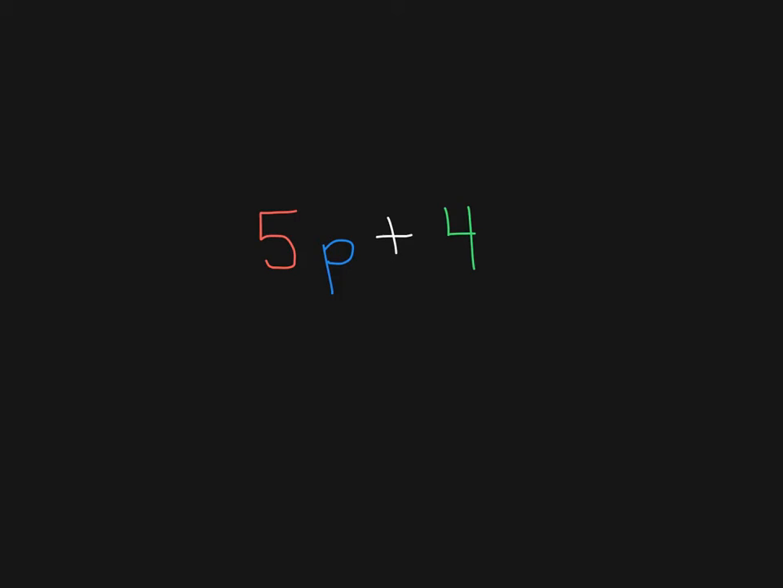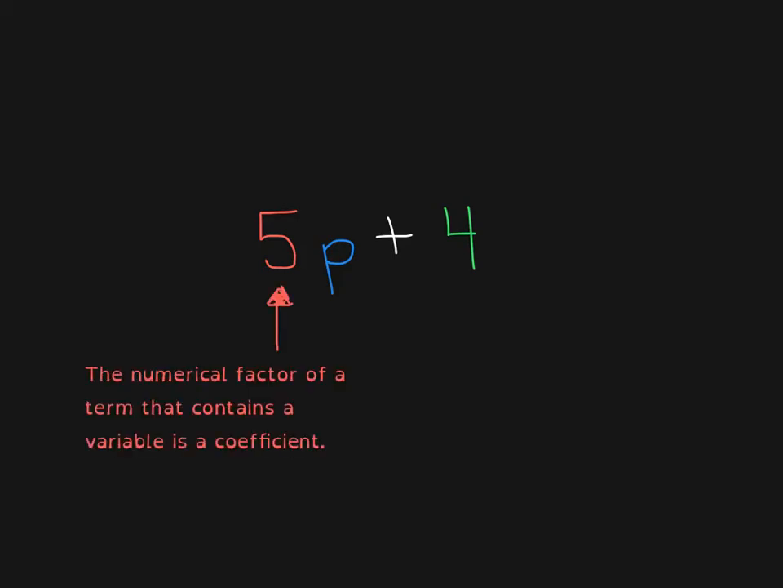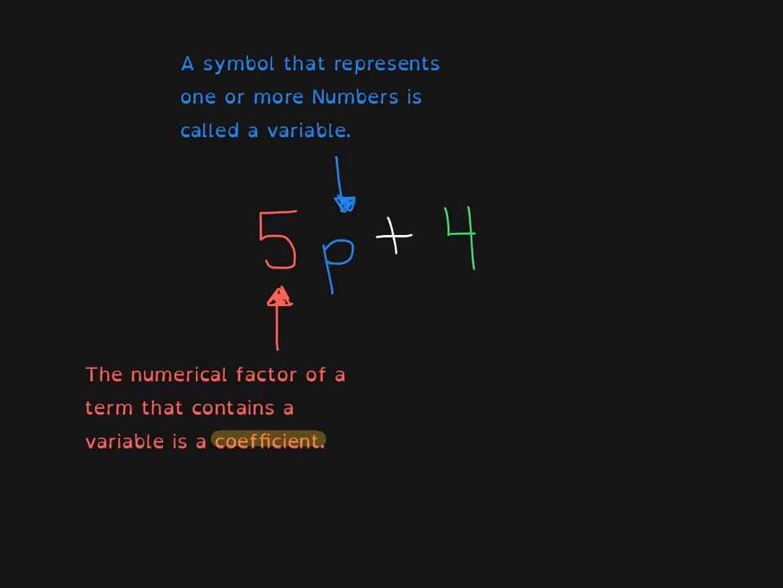So this is our first algebraic expression. It reads like this: 5p plus 4. The 5 is called a coefficient. So it's the numerical factor of a term that contains a variable, and that's called a coefficient. Now, you're going to have to know that's what that's called. And what I always try to tell kids is, remember, it's the number that's attached to the letter or what we call the variable. So like I said, a variable is a symbol that represents one or more numbers.